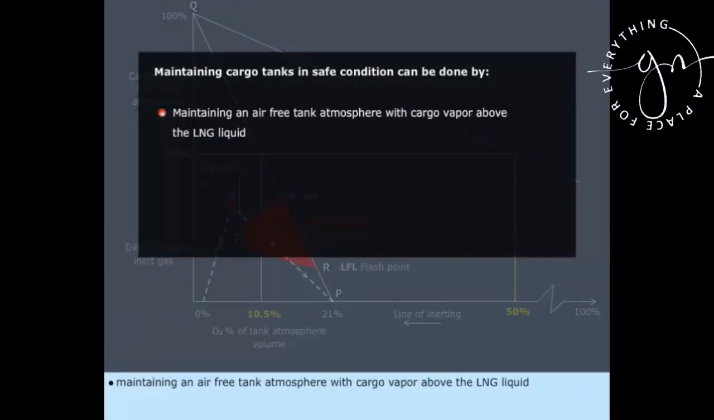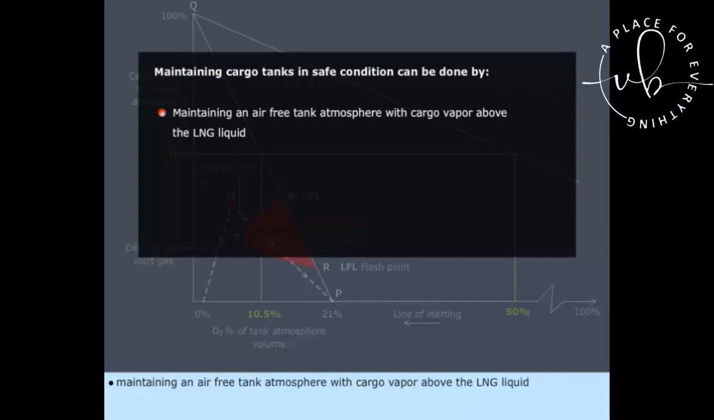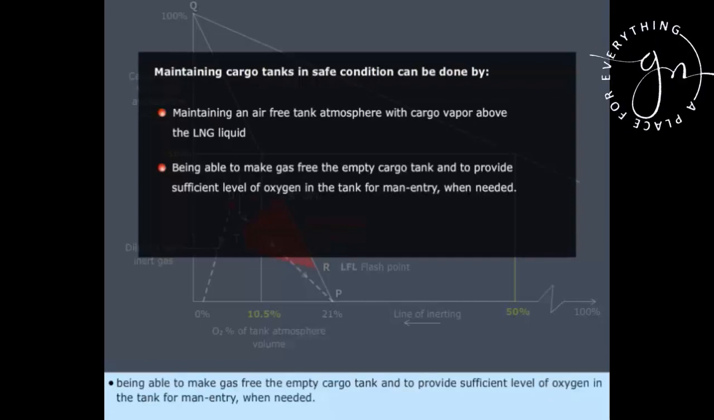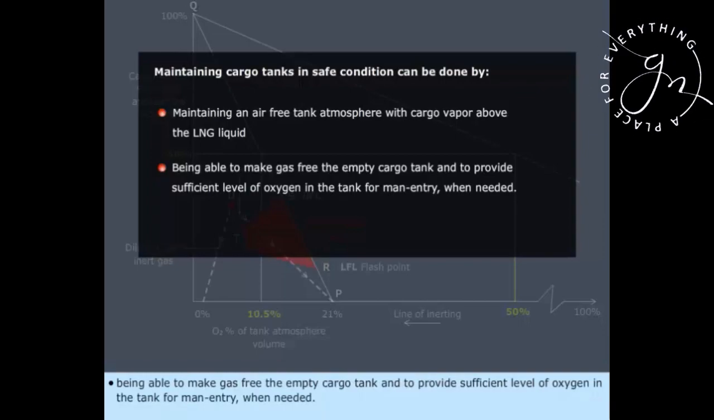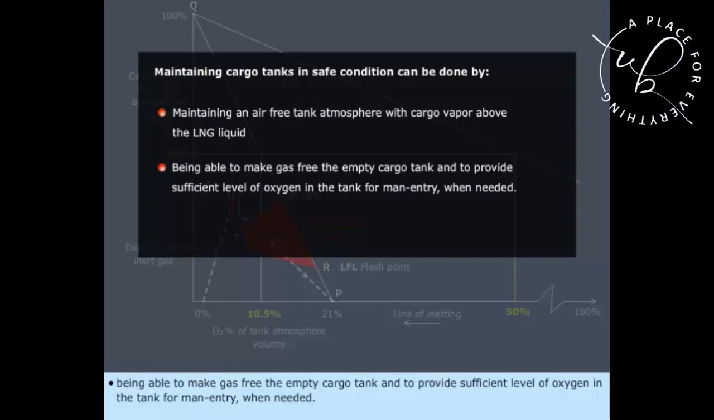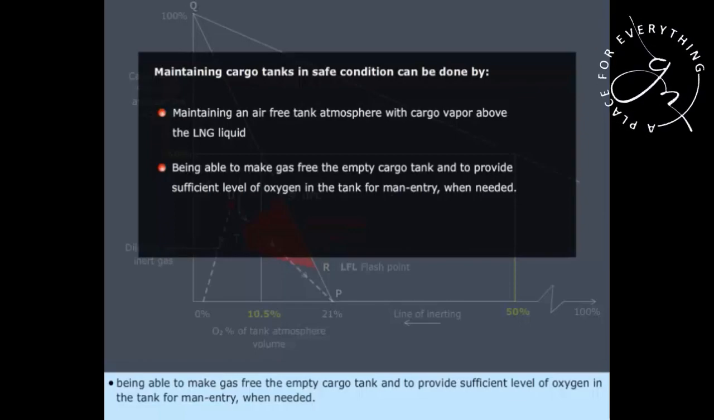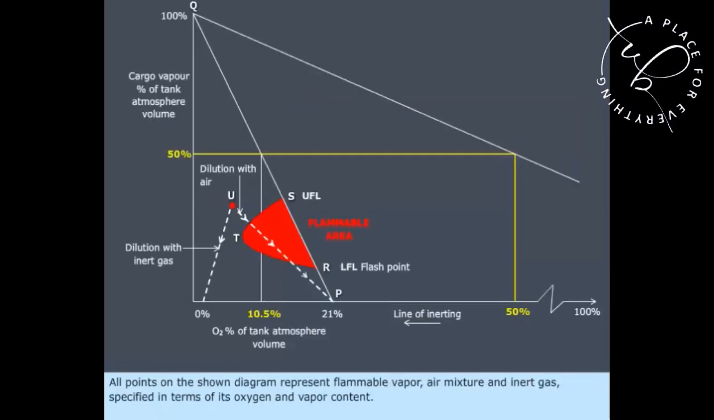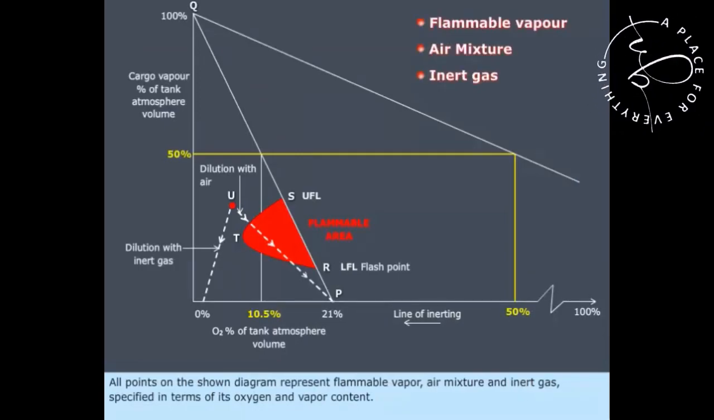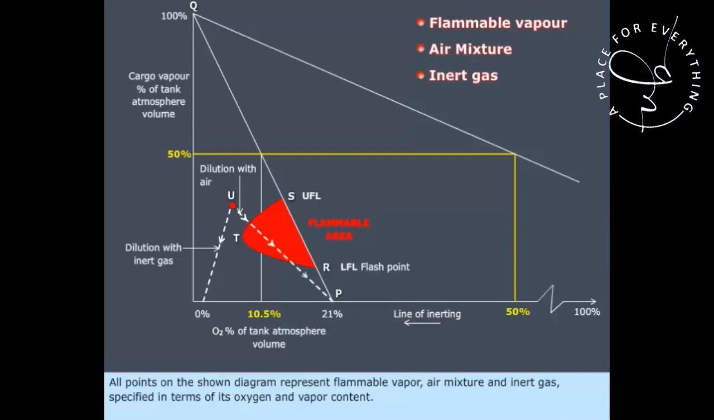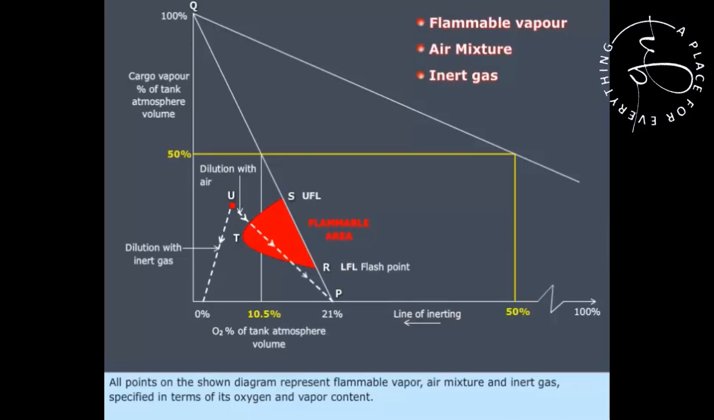maintaining an air-free tank atmosphere with cargo vapor above the LNG liquid, being able to make gas-free the empty cargo tank and to provide sufficient level of oxygen in the tank for man entry when needed. All points on the shown diagram represent flammable vapor, air mixture, and inert gas, specified in terms of its oxygen and vapor content.